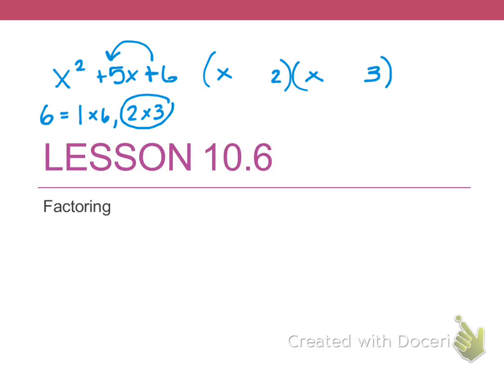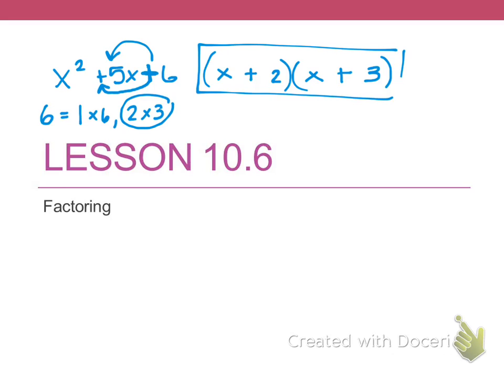In order to find out what signs I need, I look at this sign again. It's a plus sign. The sign in front of C is a positive. So I know that my signs are either going to be plus, plus, or minus, minus. And how I figure that out is I look at the sign in front of B. If it is a plus, the signs will be plus, plus. If it is a minus, the signs will be minus, minus. So I notice it's a positive, so I put plus and plus. And this would be my final answer.